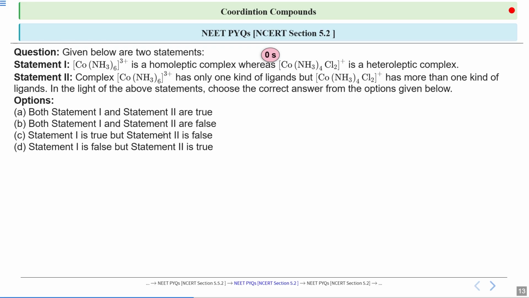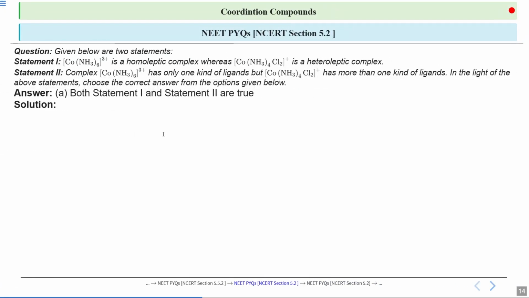Okay. Let's see. So for this question, the correct answer is option A, that both statement 1 and statement 2 are true. Let's see how. Homoleptic complexes have only one type of ligand.